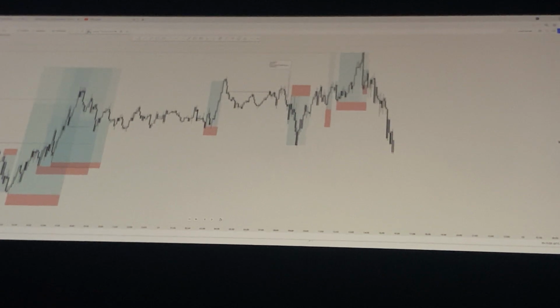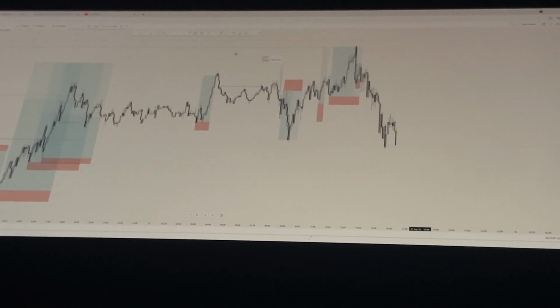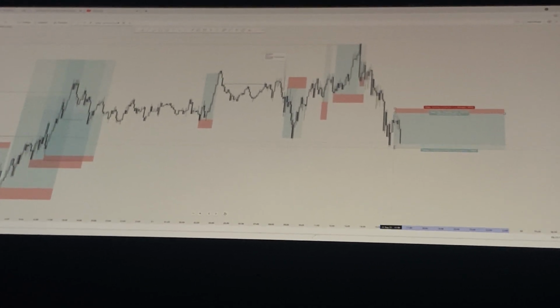Does it make sense, everybody? Yeah. Then you sell here and you know the sell can't exceed this level here.